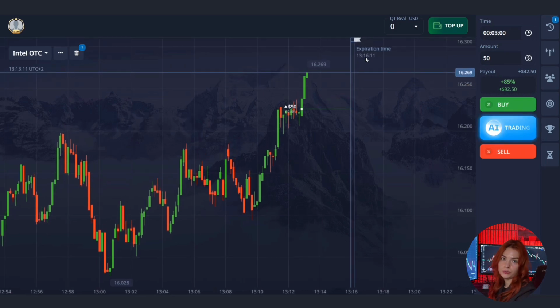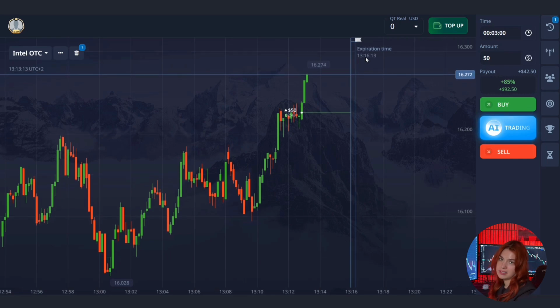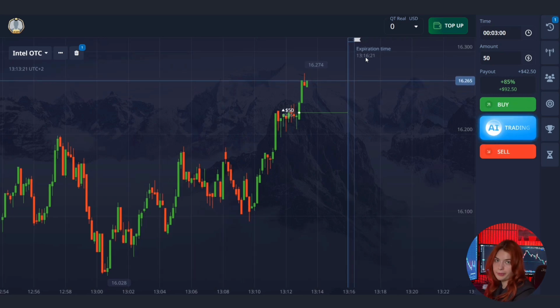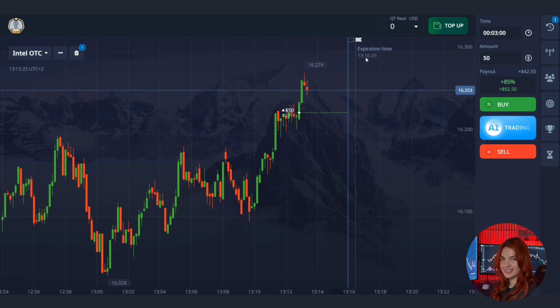3 minutes I took with a margin in case of consolidation or pullback down, because as you understand, even with the upward movement, a pullback downwards may occur. So guys, let's wait for the result.